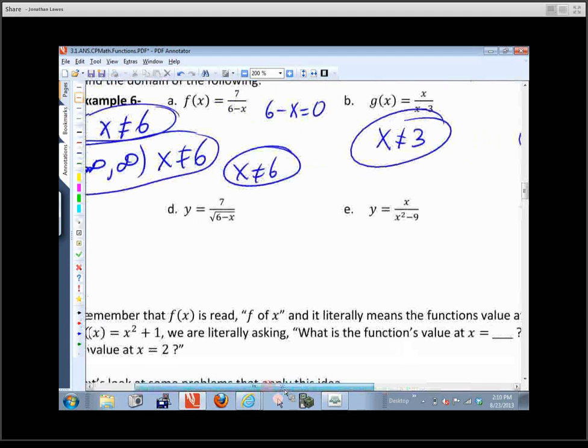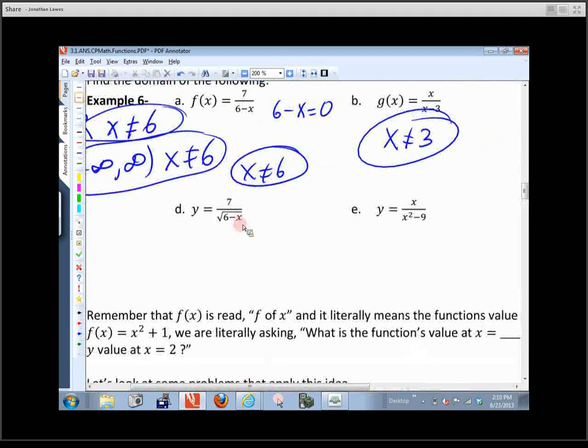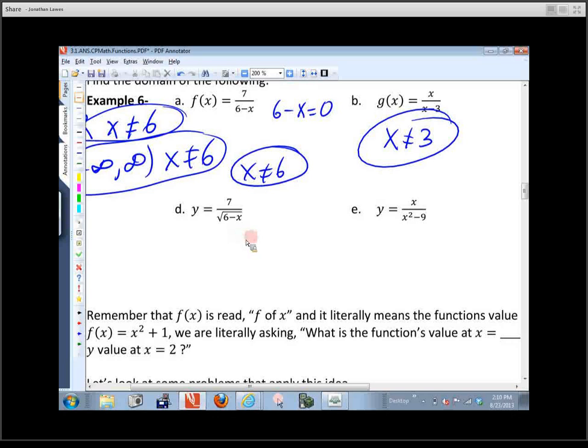Okay, how about this one? We have division and even roots, right? So what could we definitely not plug in? Just based off what we saw up above here. You can't plug in a 6, because if you put in a 6, you're going to get a 0 on the bottom. Square root of 0 is 0. So we can't use 6.